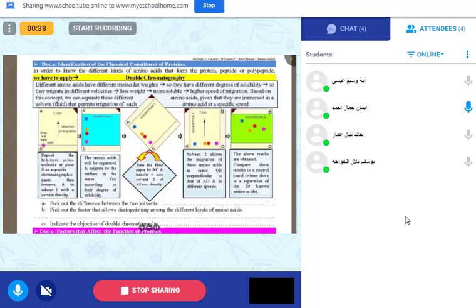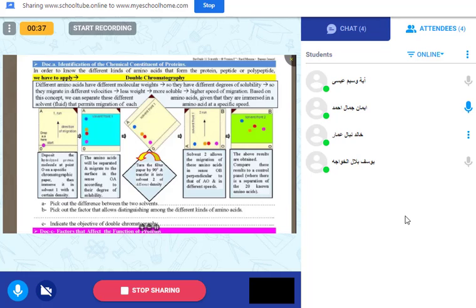Let's continue. So they migrate in different velocities. This is very important. When you put them in a liquid, in water for example, they diffuse in this water, they move. But they move at different velocities, different speeds. Some of them are slow, while others are fast.